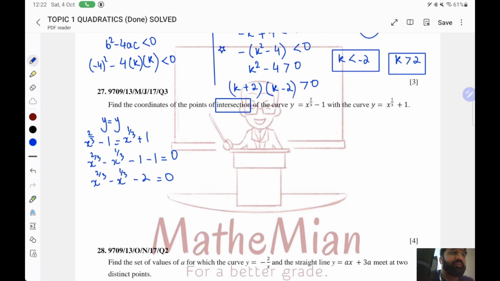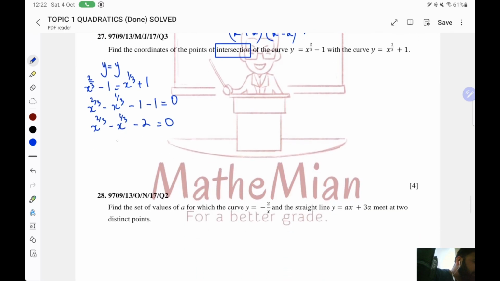Now this is a complex equation. How can we solve it? We can see that instead of writing x power 2 by 3, we can write it as x power 1 by 3 whole square. So we can substitute u as another variable and label it as x power 1 by 3. So the whole equation will become u square minus u minus 2 equal to 0. Now this is a quadratic equation and we can easily solve it.